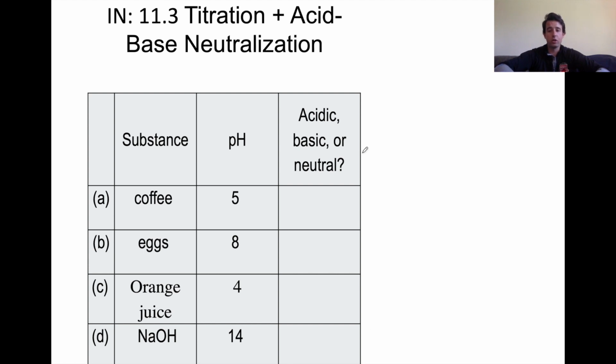Okay, here we go. Here's our time to shine. We've got pHs we know that are less than 7. We know that those are acidic. And if you have a pH greater than 7, you are basic. So that means that coffee and orange juice are going to be considered acids, while eggs and NaOH are both going to be considered bases. Also, if you saw the OH on NaOH, that's a characteristic of a base.